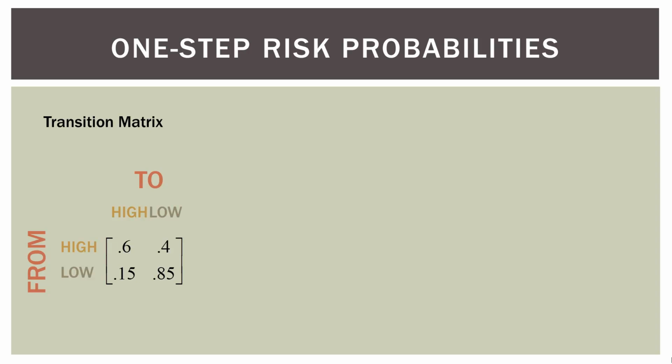And then below that, we have low risk to high risk. So there's a 15% chance of moving from low risk to high risk when the policy renews. And 0.85 for low risk to low risk. And again, this is just the probability of going to any of the two states when the policy renews next time, depending on the driving habits of our policyholder.